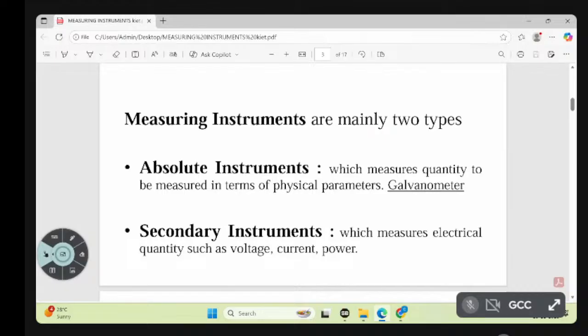Whereas secondary instruments are the general voltmeter, current, ammeter, power, energy. These are all secondary instruments. Secondary instruments do not do comparison. We will not compare with anyone.